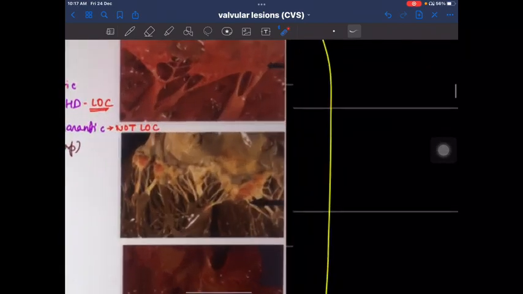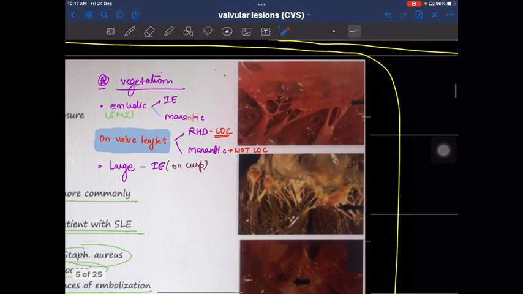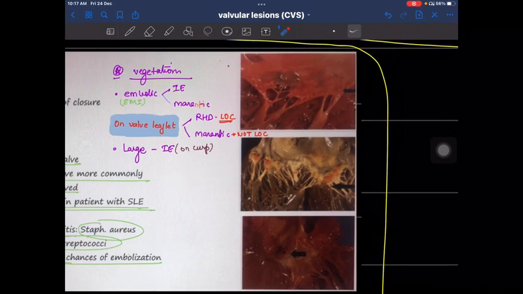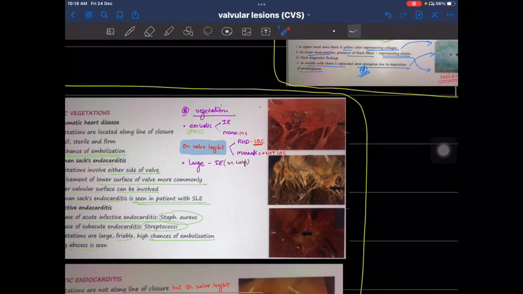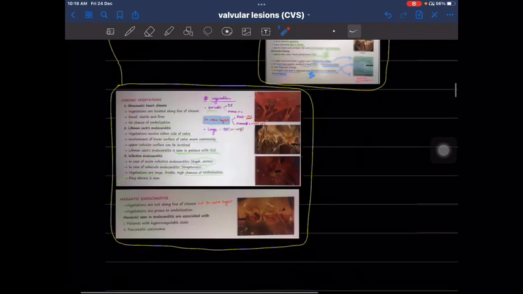All right. You can just look at these images and I'll give you a trick to remember. How they'll ask you which one is embolic: you remember EMI. Marantic and infective endocarditis are embolic. Others are not. On the valve leaflet, you will find the ones for rheumatic heart disease and Marantic endocarditis. Even in this, the rheumatic heart disease is along the line of closure and the Marantic one is not along the line of closure. It is on the cusp. The only lesion that is large is infective. All others are small. So that's how you remember.